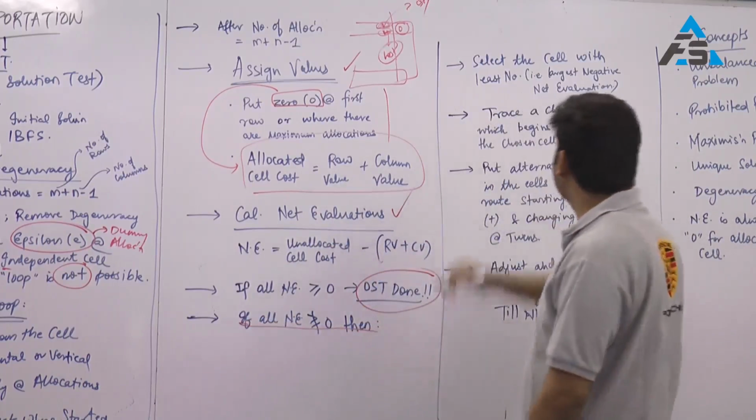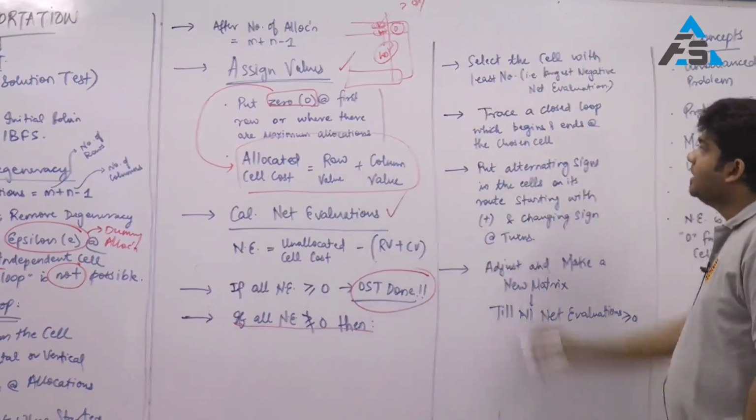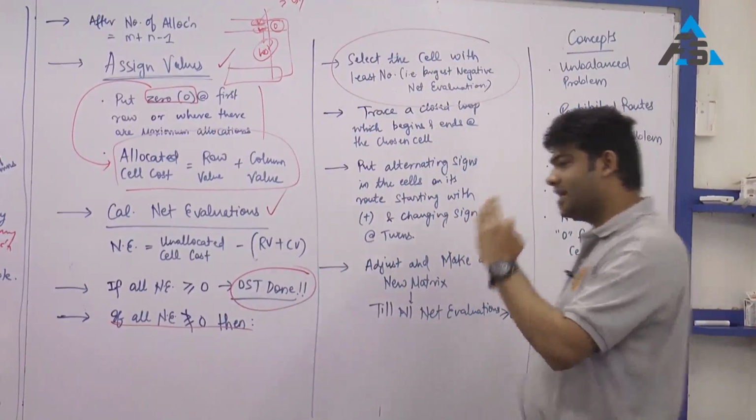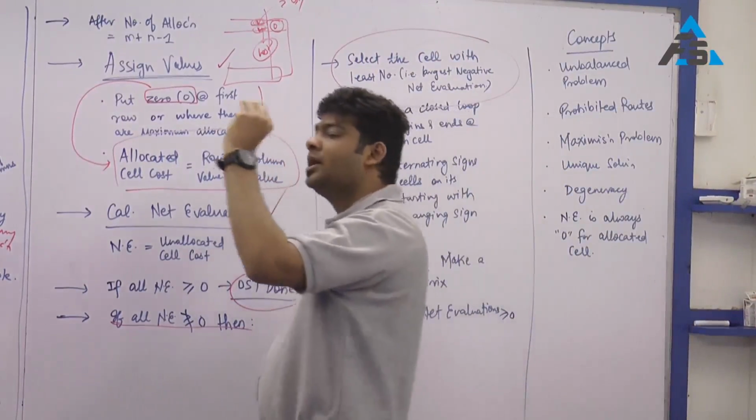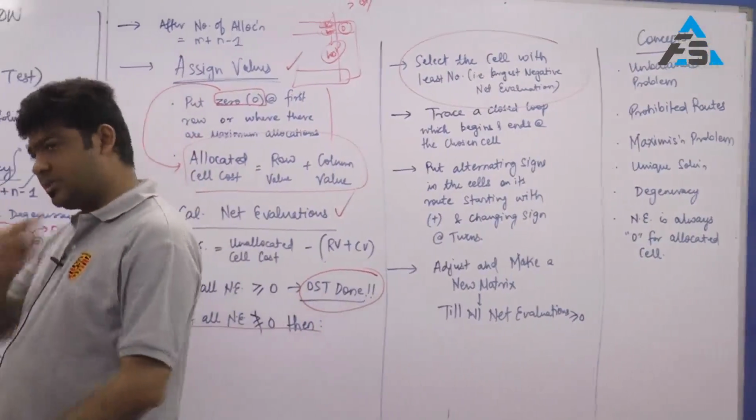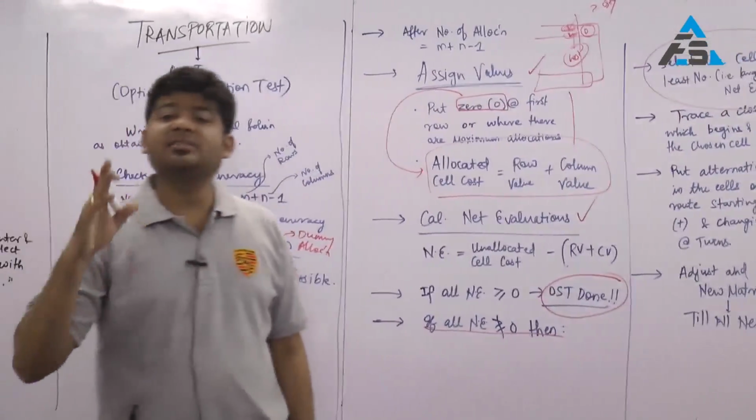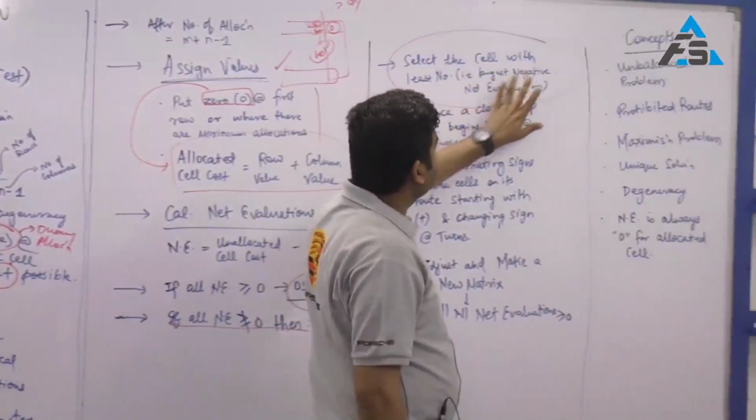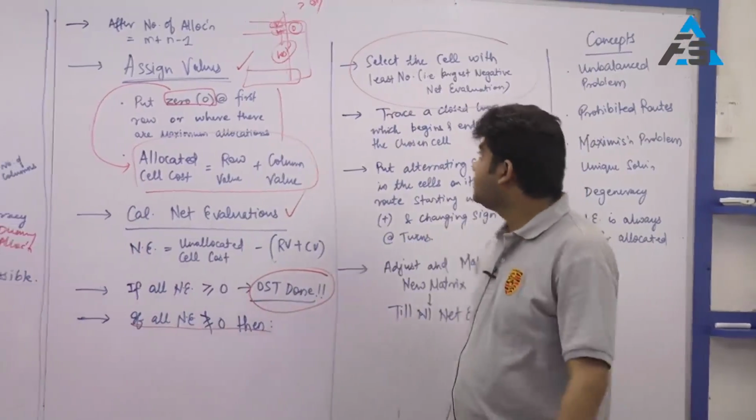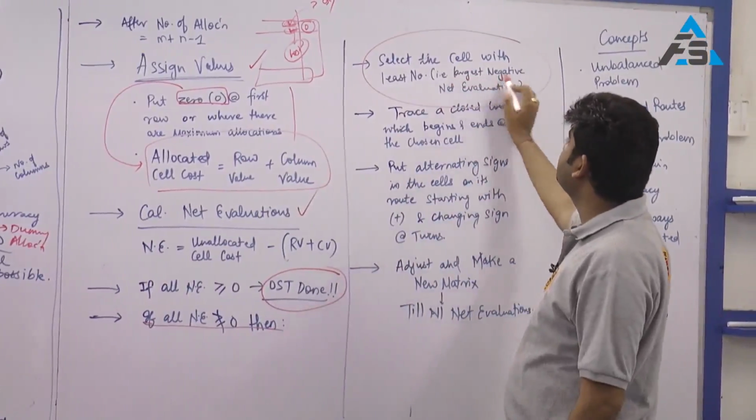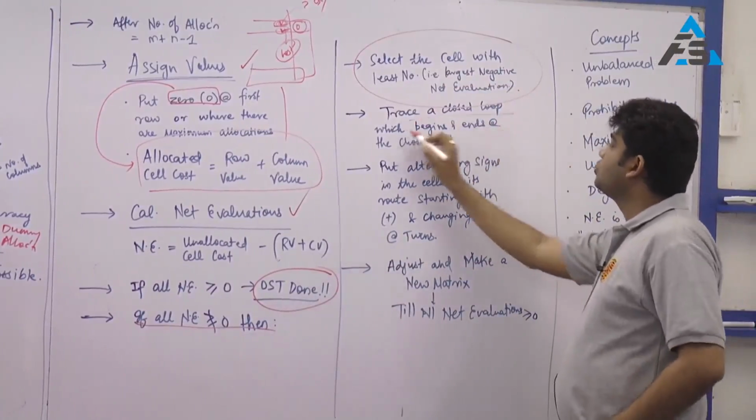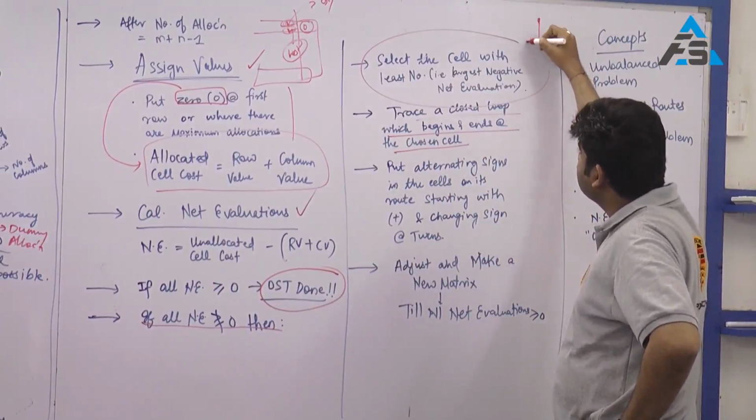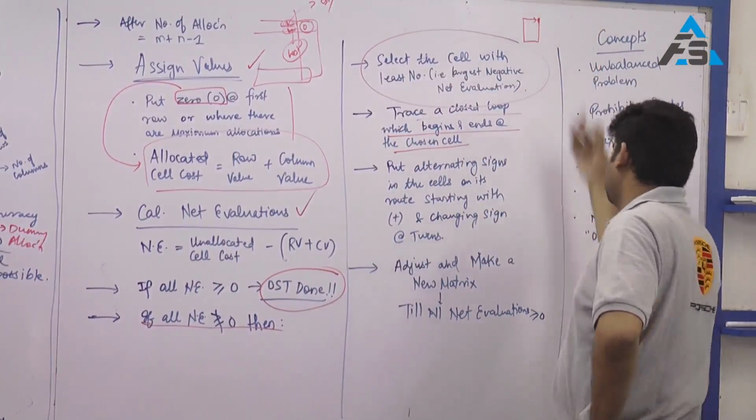If not, then how do we move ahead? In that case, select the cell with the least number, that is the largest negative net evaluation. So if there is a -2 and -5 in net evaluation, then based on the number line, -5 is the least number, or to put it simply, the largest negative net evaluation. So select the cell with the least number. Trace a closed loop which begins and ends at the chosen cell. Suppose this is the cell that I am choosing, this is how my loop will look, just for an example.